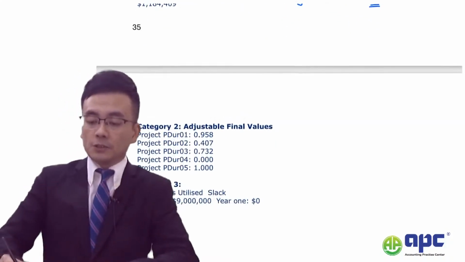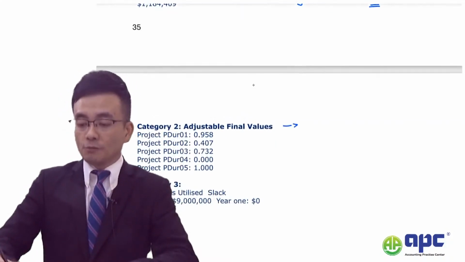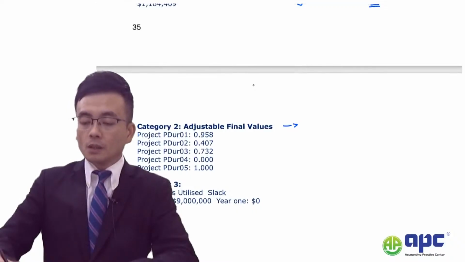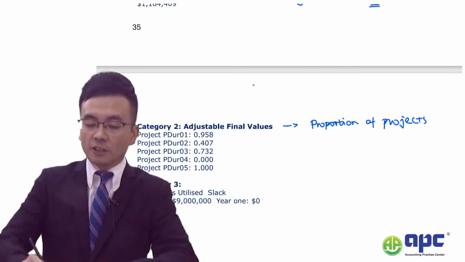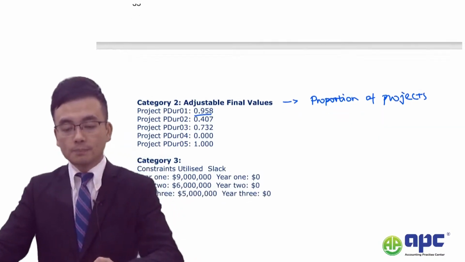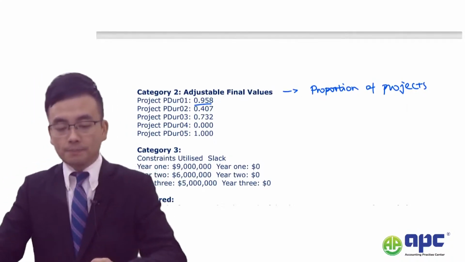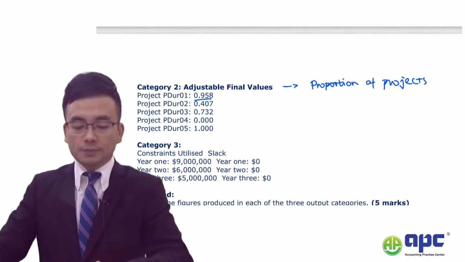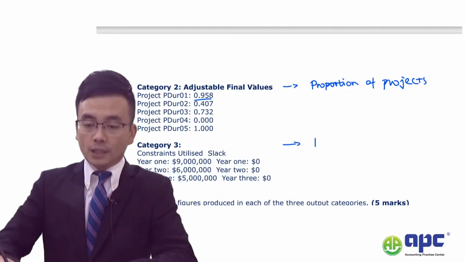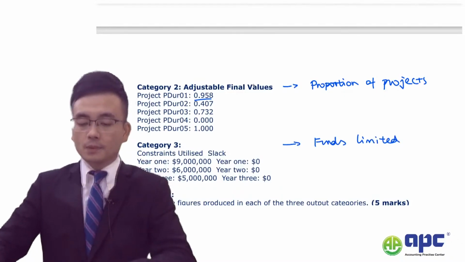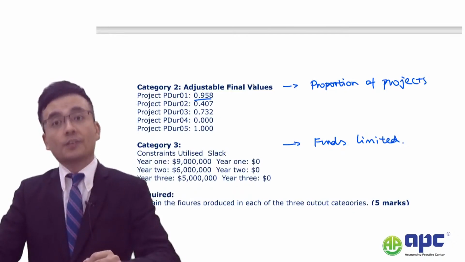Category 2, adjustable final values, means it's something to do with the proportion of a project we'd like to undertake. So for example, we'd like to finish 95.8% of project 1. And category 3, we've got the constraints utilised or slack. Utilised means the fund is limited. Slack means the fund is still available.